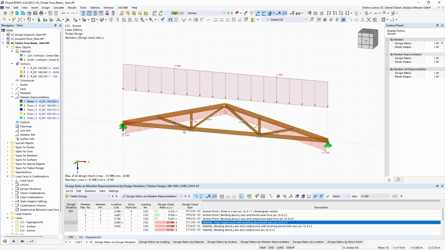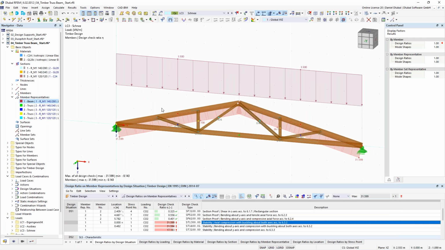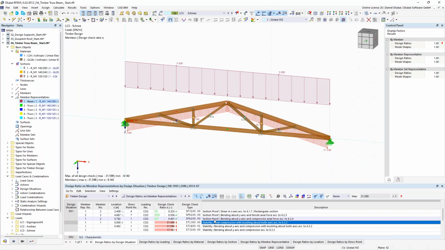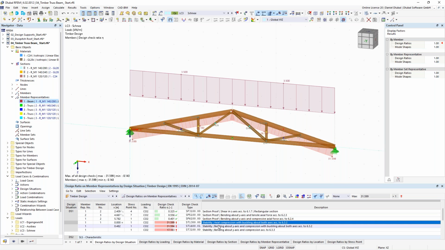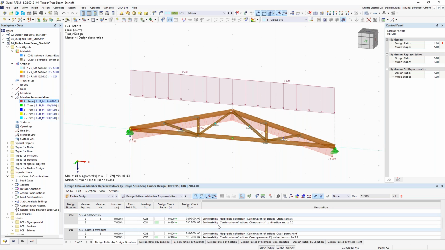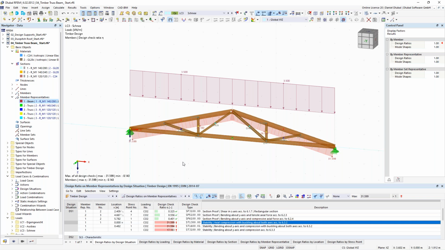But now you can see, okay, the stability design is done. And also the section proof, this normally works. So I have to consider also some further things in order to consider this stability design. Okay, so much to that.